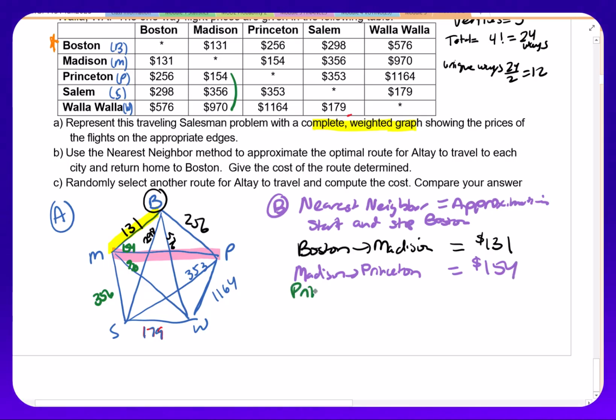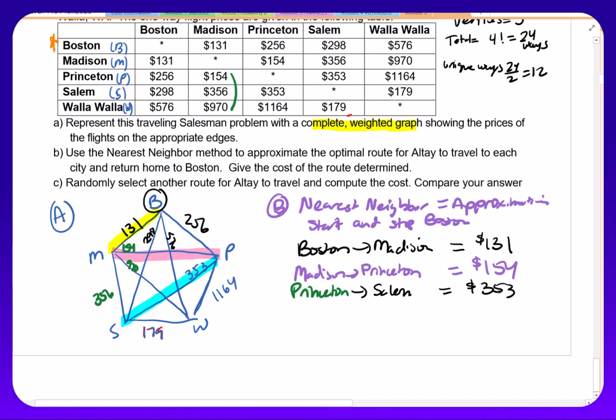Now I'm going to go from Princeton, and I cannot go back to one of the cities I've already gone to until the very end. So now I'm looking at the cities that are labeled in blue, which was the 353 and the 1164, because I can either go to my Salem or Walla Walla. Those are my only choices that I have left. And so looking at those two, obviously the 353 is the cheapest. So that is going to Salem, and that's 353.